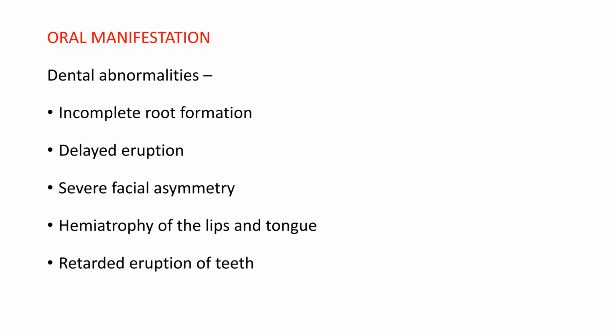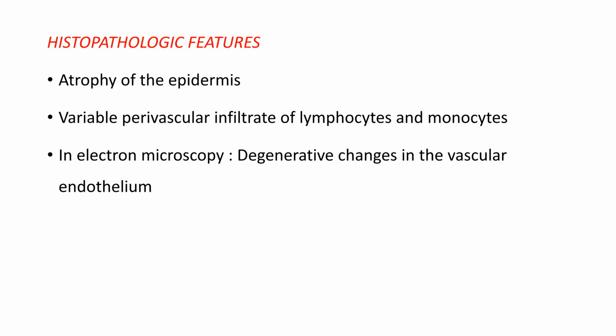Then severe facial asymmetry. The facial symmetry is not there. Hemiatrophy of the lips and the tongue. There is unilateral involvement of the tongue and the lip. There is unilateral reduction in the size of the lip and the tongue, and retarded eruption of teeth.